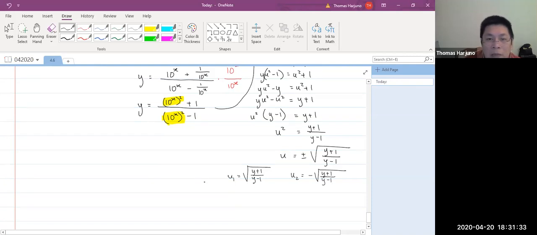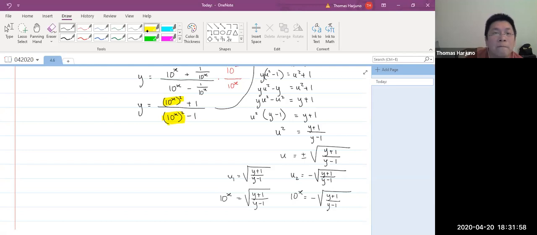When I replace that, that's 10 to the x for the u. Notice that 10 to the x is an exponential function whose range has to be positive. So you will see once we rewrite it here, we see that the right-hand side cannot happen, right? This cannot happen.